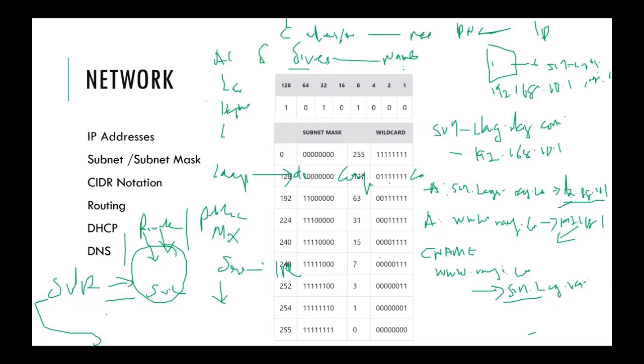Anybody who has an idea of why that would be? Especially if you are familiar with Active Directory. Yes, why does so much depend on DNS? Because it uses name resolution a lot. Yeah, that's correct. It uses name resolution.